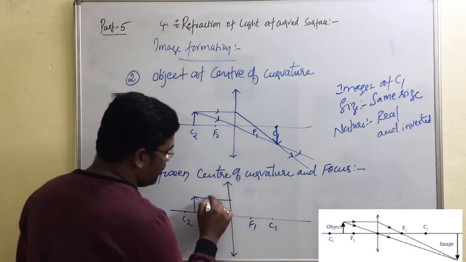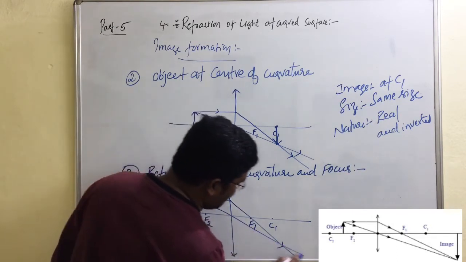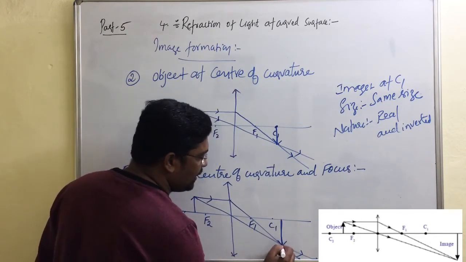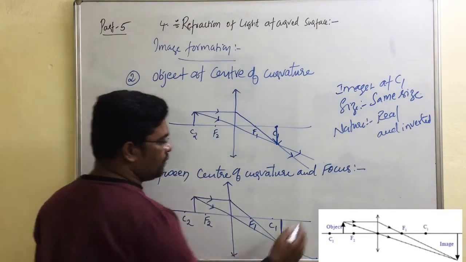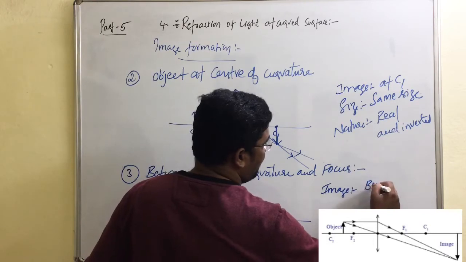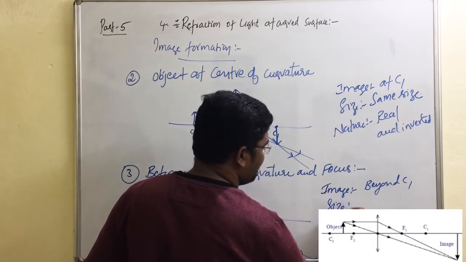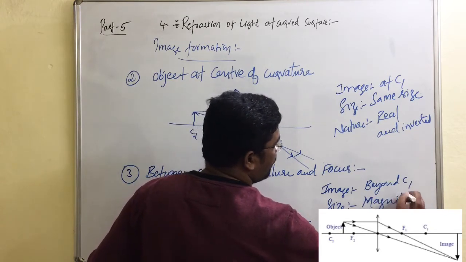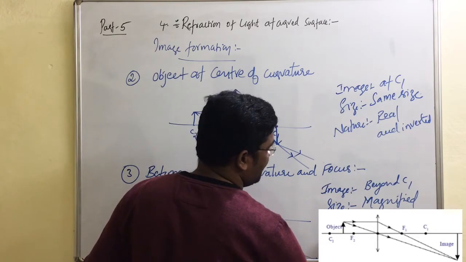Okay, parallel to principal axis, passes through focus, passes through optic center undeviated. These are intersecting here. From this you draw a normal line. This will represent your image. So when object is between C2 and F2, where are we getting our image? We get image beyond the center of curvature, beyond C1. So what will be the size when we compare? It is magnified. Okay, so what is the nature? Yes, it is real and inverted.